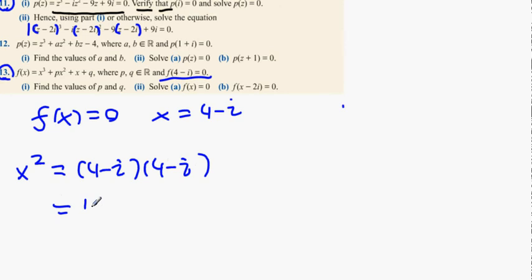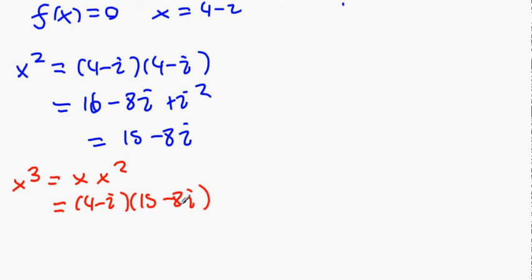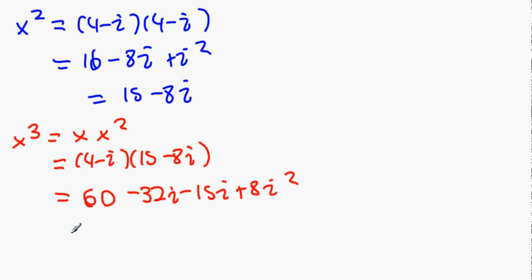And what we're going to get there is 16 minus 8i plus i squared, and then we're going to get 15 minus 8i. Once we found out what that is, we're then going to find out what x cubed is. x cubed is the same thing as x multiplied by x squared, which is going to be 4 minus i multiplied by 15 minus 8i. And once we do that, we're going to get 60 minus 32i minus 15i plus 8i squared. That becomes minus 8, and we're going to end up with 52 minus 47i.